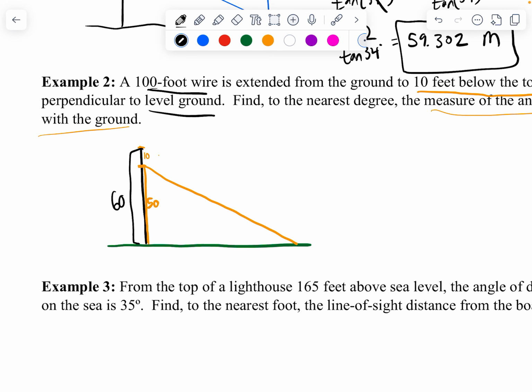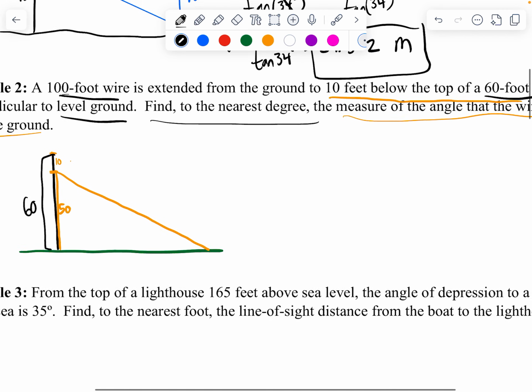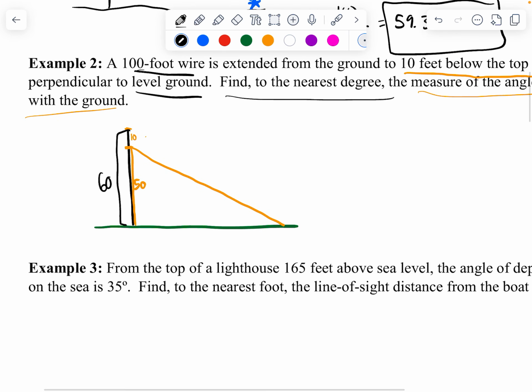Now my goal is to find the measure of the angle of wire to ground. Here is the wire, here is the ground. The angle is between them. All right, so here is the mysterious angle. I don't know what it is. All right, now we know one last piece of information. We know that the wire is 100 feet long, which means 100 can go right there. And we just fill in the last information. 50 is the opposite side to my angle. The 100 is the hypotenuse.